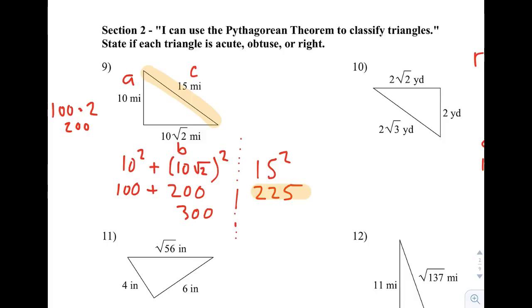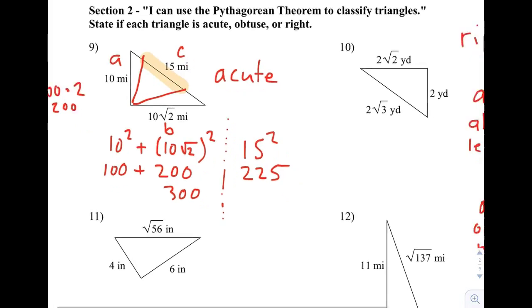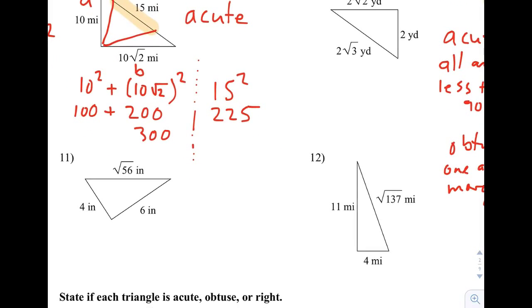So if you can imagine this picture looking more like this, if that were to happen, this triangle would look more like that. So if that side is too short, it sucks in the other side, making this less than a right triangle. It is an acute triangle. Same logic applies to every one of these.